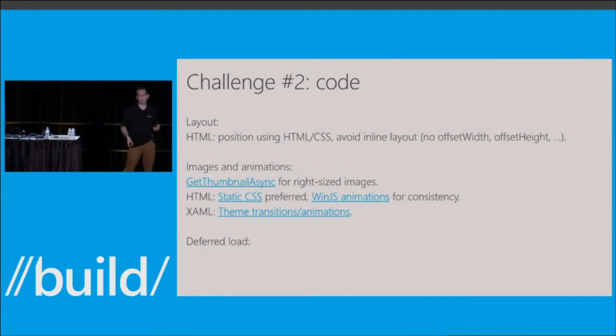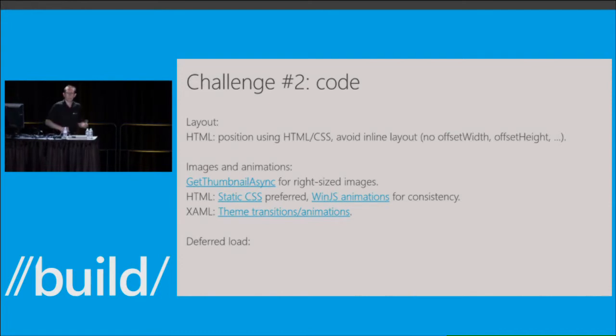And two, it makes sure that you're not delaying other user operations by being asked every 16 milliseconds, where's the positioning of my next content? So again, static CSS can get you that. WinJS animations will get you that. And for XAML, it's actually really easy because by default, it won't do dependent animations. It'll always do independent animations. So as long as you're using theme transitions or animations, you're going to get independent animations.